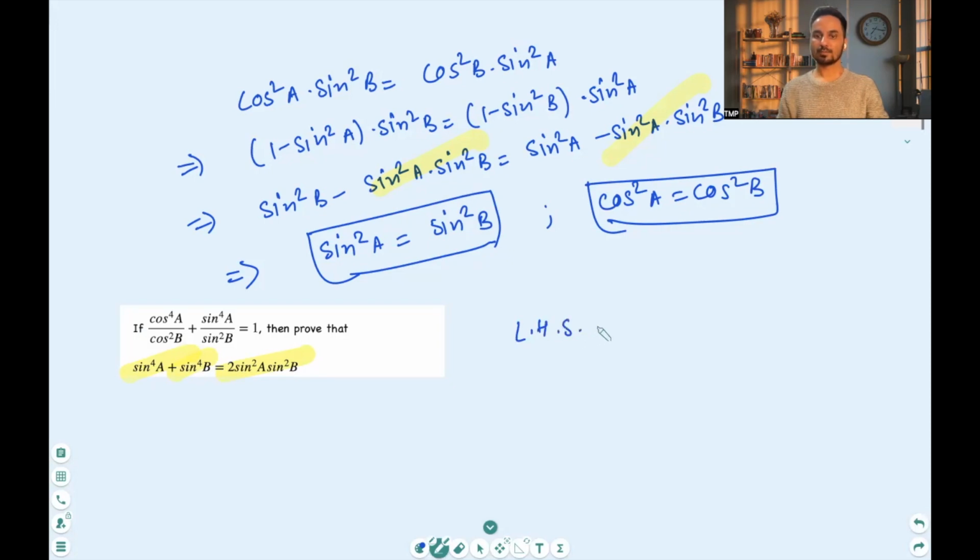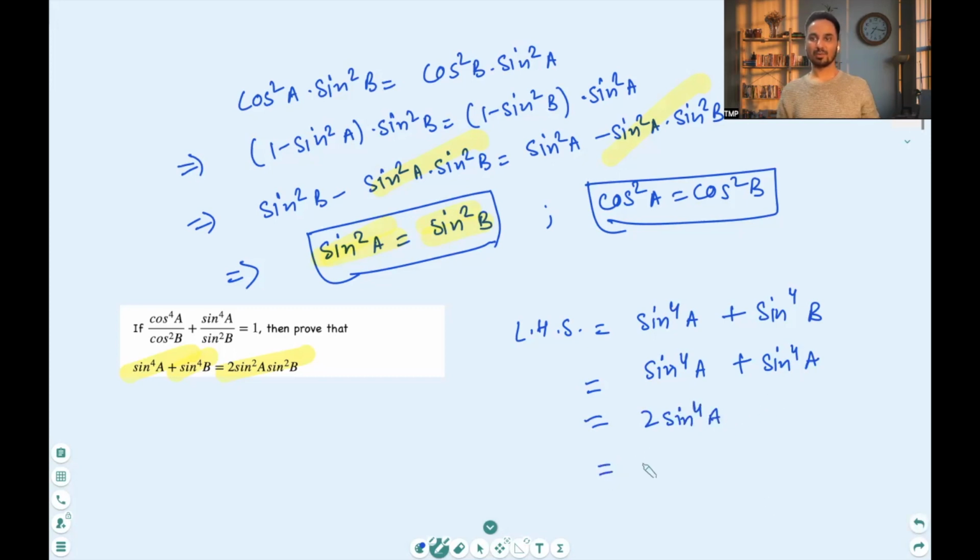Starting with the left-hand side, which is sine to the power 4a plus sine to the power 4b. And now we know that sine square a equals sine square b. That means sine to the power 4a is same as sine to the power 4b. So we can write sine to the power 4a plus sine to the power 4a, or 2 sine to the power 4a, which can be broken down into 2 sine square a times sine square a, and we know that sine square a is same as sine square b, so 2 sine square a times sine square b, and that is your right hand side.